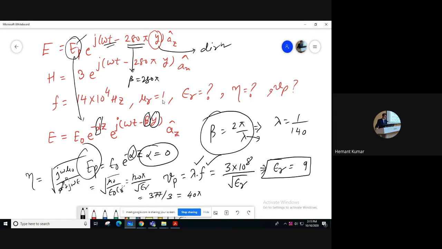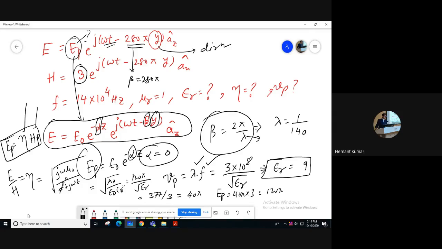Now the question is, what is the value of Ep? We know eta is nothing but E upon H. So E is nothing but eta into H. Ep is equal to eta times Hp. We know the value of eta, we know the value of Hp. Just calculate the value of Ep. Ep is nothing but 40π into 3, which is equal to 120π. In this way, we calculate all the unknown values. You just need to compare with the general equation. This is our general equation.